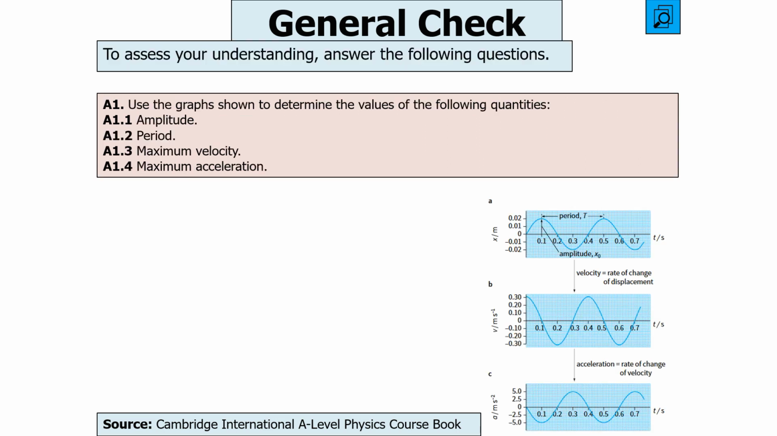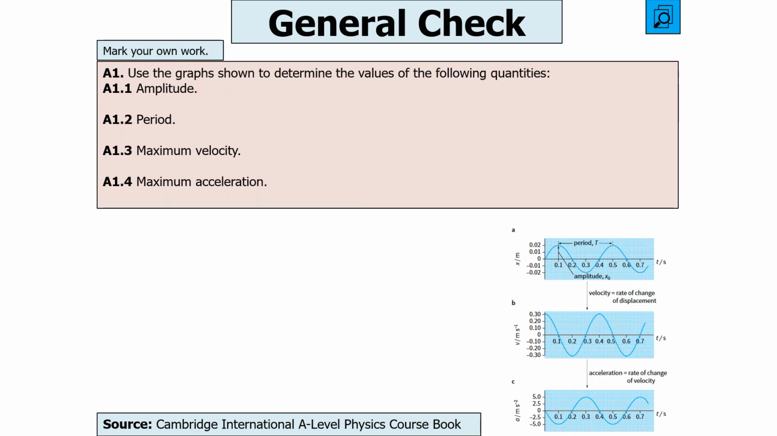The next question says use the graph shown in this particular diagram to determine the values of the following quantities: amplitude, period, maximum velocity and maximum acceleration. So you can find the amplitude by the following. In the first graph you can see its displacement against time, so that maximum displacement is going to be the amplitude, so it's 0.02 meters.